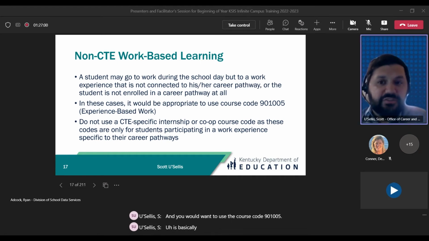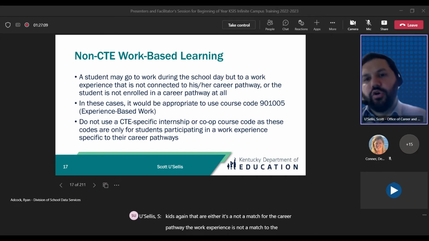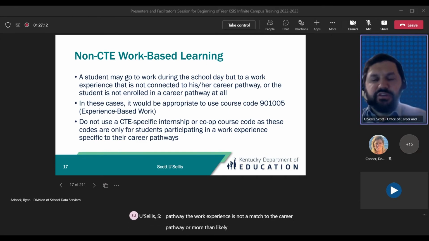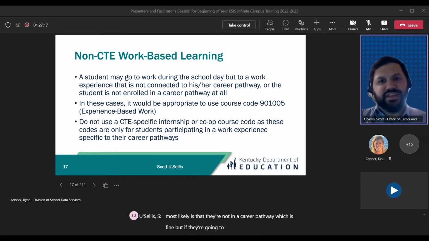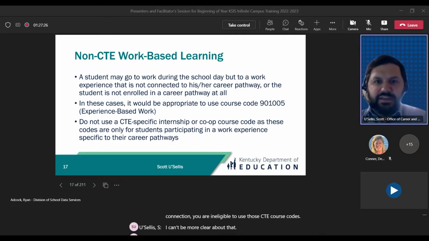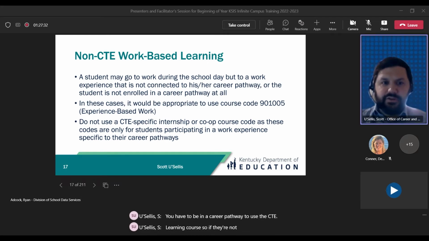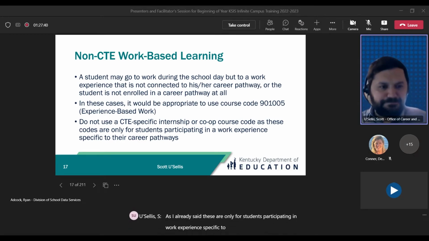It's called experience-based work, and that is for kids who, again, the work experience is not a match to their career pathway, or more than likely, the reason we hear this most is that they're not in a career pathway, which is fine. But if they're going to work someplace and it has no connection, you are ineligible to use those CTE course codes. I can't be more clear about that. You have to be in a career pathway to use the CTE learning course. So if they're not, automatically they're a 901005 experience-based work. As I already said, these are only for students participating in work experience specific to their career pathway.